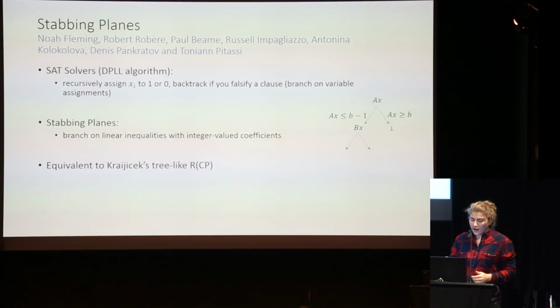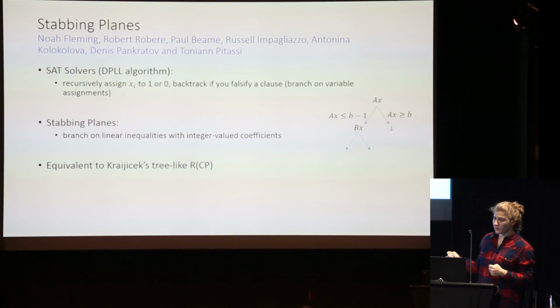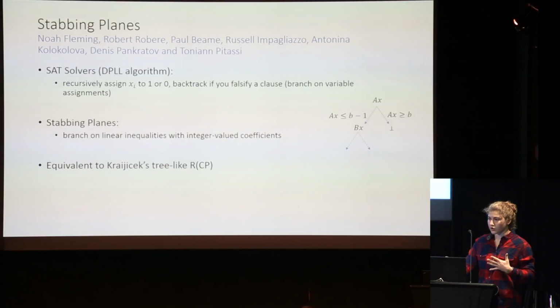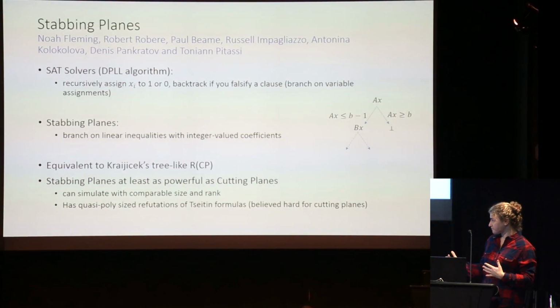Okay, so they introduce the system, and then they actually show that it's equivalent to Krajicek's tree-like refutation plus cutting planes. But because their formulation is so simple and clean, they're able to prove a bunch of new equivalence results, or relations, that weren't known before. So they're able to show that stabbing planes is at least as powerful as the cutting planes proof system, which is a very widely studied proof system, in that you can simulate cutting planes proofs of various kinds with a comparable size and rank of the proof.